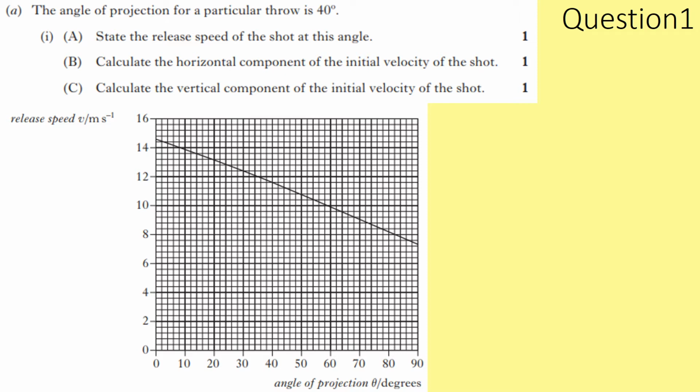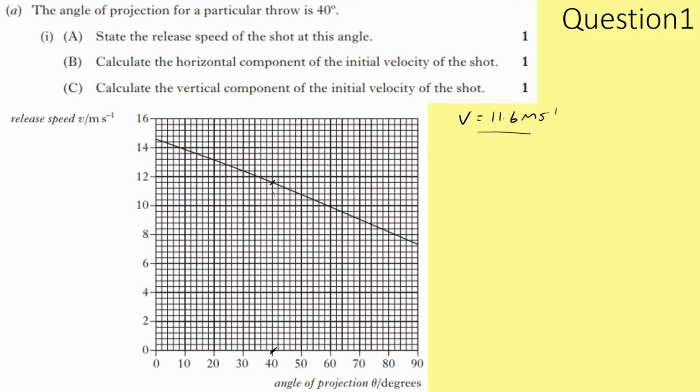For this, we simply need to read off the graph. 40 degrees at x, follow the line up, and at this division we have 4 divisions above the 10 line. Each of the divisions represents 0.4, giving us a value of v to be 11.6 meters per second.